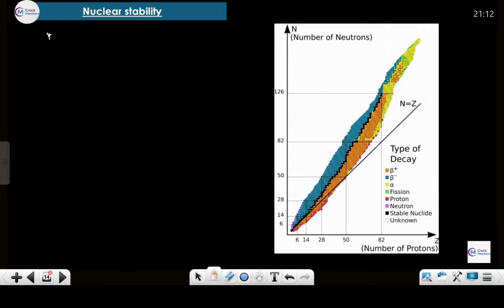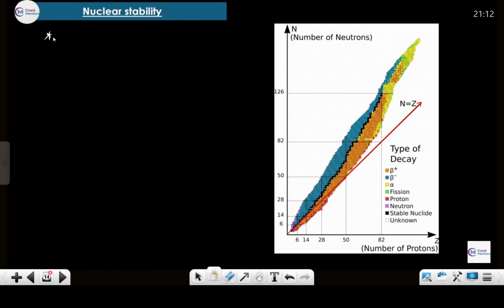Now, what is nuclear stability that we are having? Nuclear stability is nothing but a graph which is observed. As you are able to see, there is a line which is going like a straight line. It is following a straight line like this. I have marked it with red color.